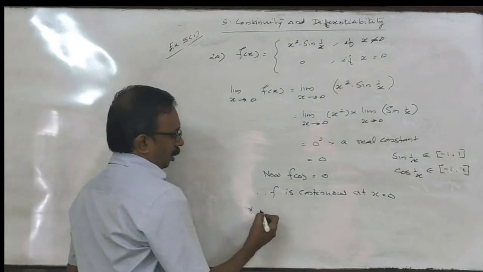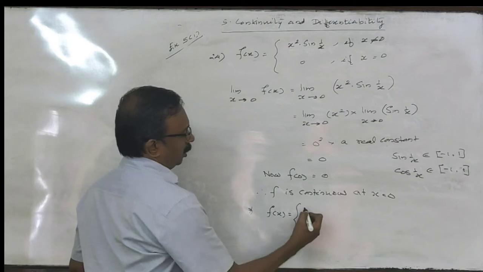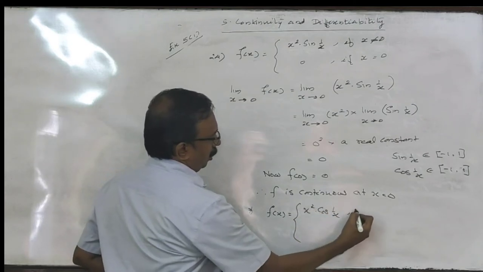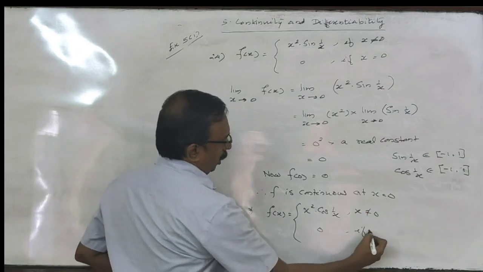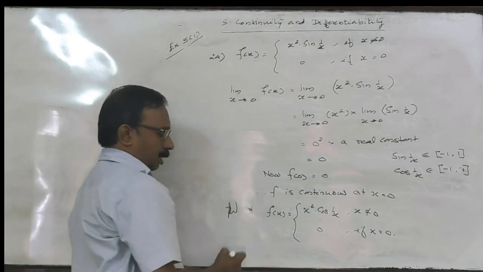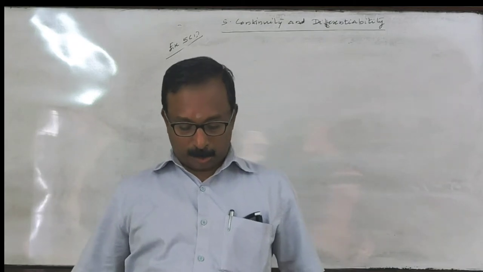Now the question, then we practice f of x. That's the examination question we can start: x square into cos 1 by x if x is not equal to 0, and 0 if x is equal to 0. That's the homework. Then questions 26 to 29.